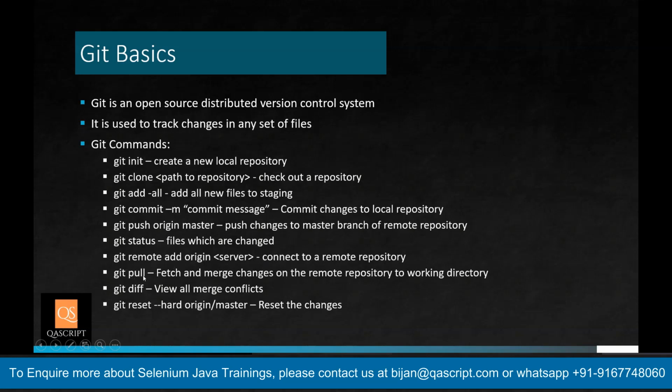Then some other examples like git pull. This will basically fetch and merge all the changes which are not on your local. It will pull all the changes from the remote repository into a working directory, which is your local repository. So when your remote repository and your local repository go out of sync, which means you have not pulled changes for a long time, you can use this git pull, and it will pull all the changes, and it will also merge all the changes into your local repository, considering there are no conflicts.